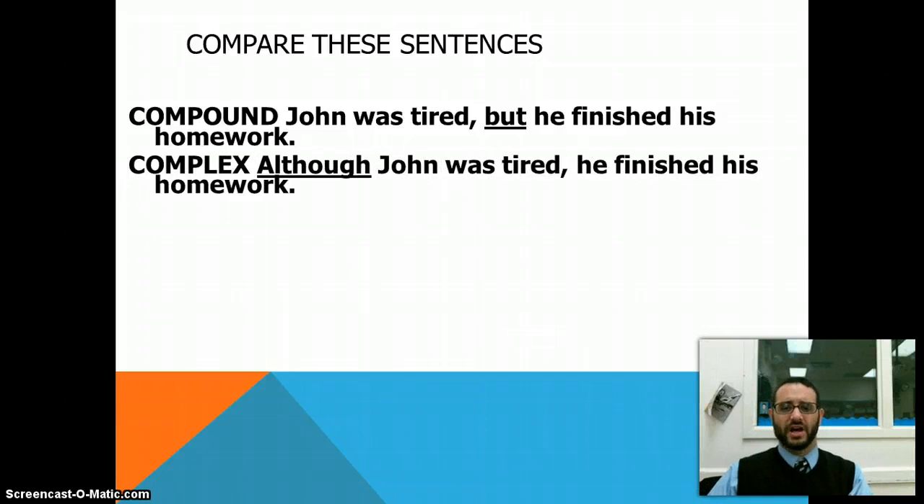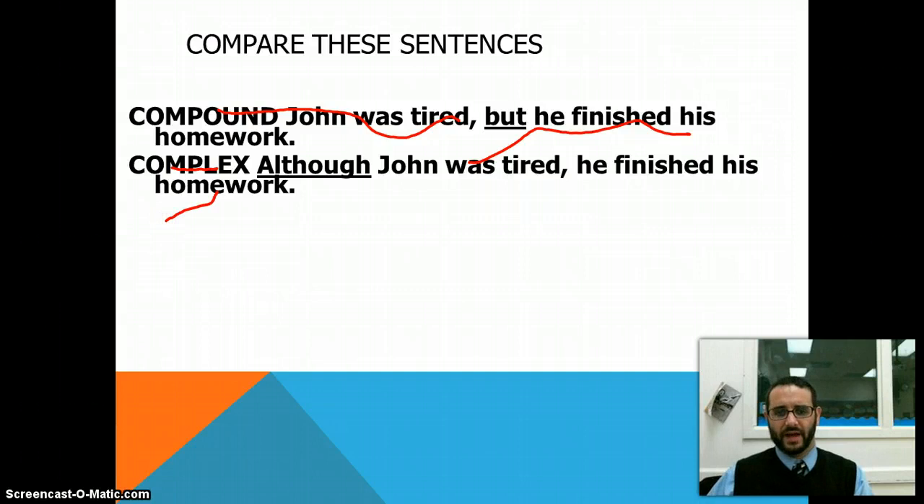We have, "John was tired, but he finished his homework." Now that would be a compound sentence. Complex: "Although John was tired, he finished his homework." So if we look at this, we can see that in a compound sentence it is both equally important that John was tired, let me move up here, and that he also finished his homework.